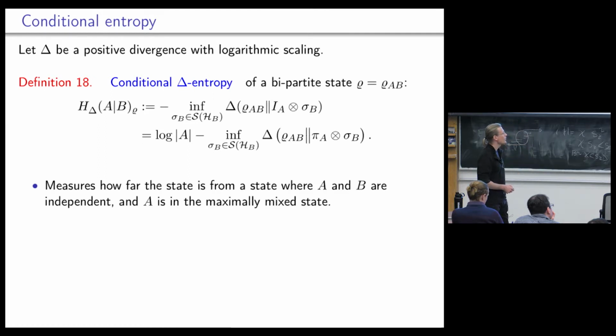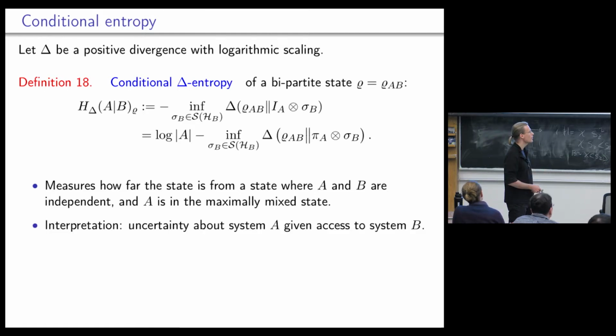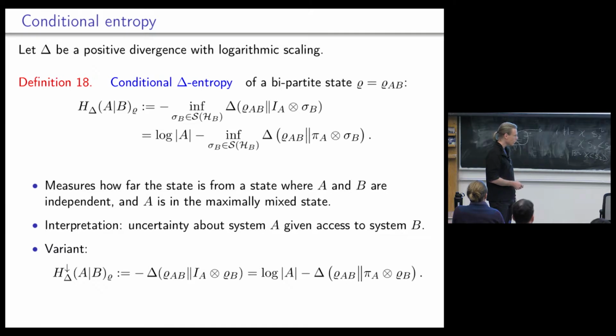Similarly to the entropy, this measures how far the state is from a state where systems A and B are independent, and A is in the maximally mixed state. That's the interpretation behind it. It is the uncertainty about system A given access to system B. And there is a variant of this notion where we don't take this optimization. I don't know which one looks more intuitive. We will occasionally use both of the definitions.